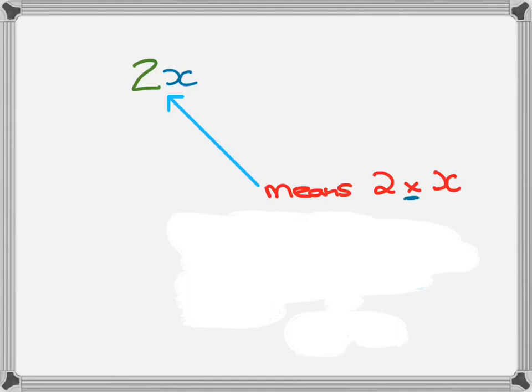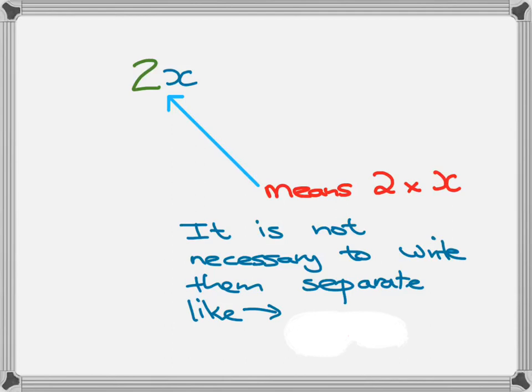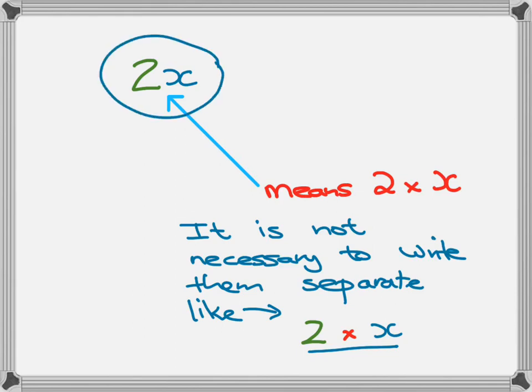And then you will also see sometimes the letter and the number are written side by side. Do you know what that means? It means 2 times X. There's a silent times. You do not have to write it like this. It's not necessary to write it like that. It's better to write it like that. It just saves you time in tests and exams. And everybody who reads your work knows that there's a silent times in between.